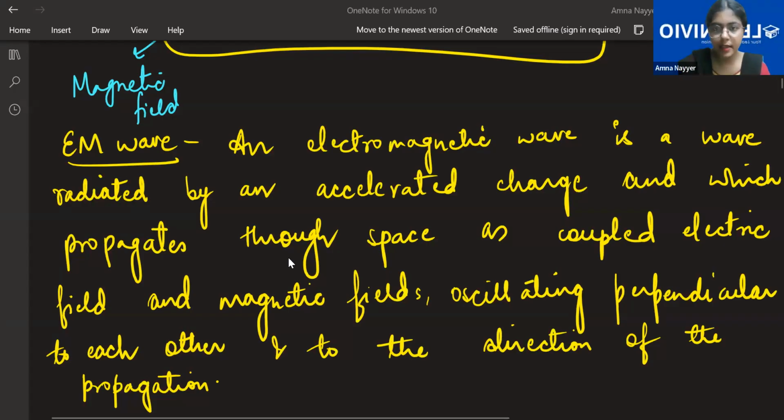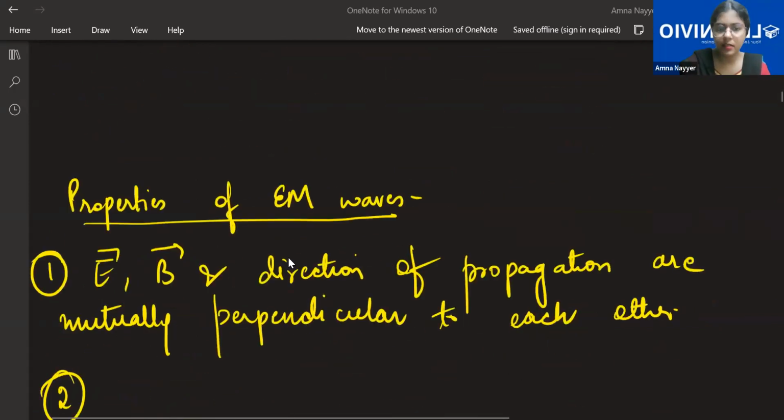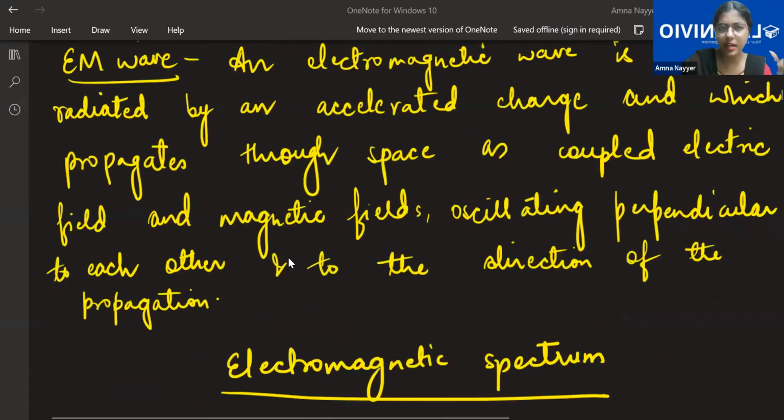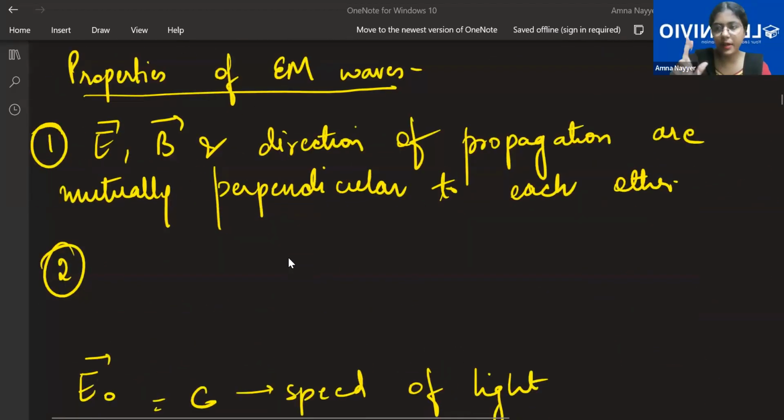Okay. See, electromagnetic spectrum I'll discuss later. First, let me come to the properties because this is in continuation of this. Otherwise, you'll not be able to understand. Okay. First property, as I discussed with you, is that all the three of them will be perpendicular to each other: electric field, magnetic field, and direction of propagation.